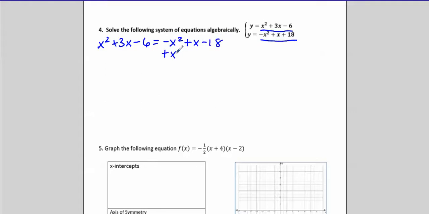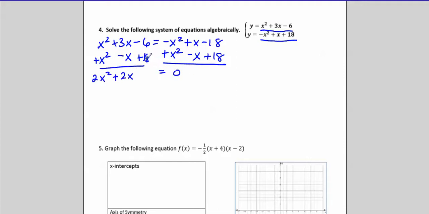I'm going to add x squared to move it to the left, and I'm going to move everything to the left. So I'll move the x to the left, and I'll move the negative 18 to the left. And that way, one side equals 0. I have 2x squared plus 2x plus 12. I can see I have a common factor of 2. I'm just going to divide both sides by 2 to get rid of that. I have x squared plus x plus 6 equals 0. And then I need numbers that multiply to 6 and add to 1.